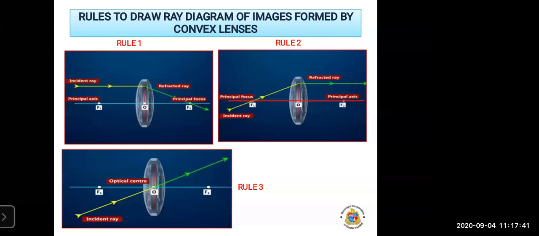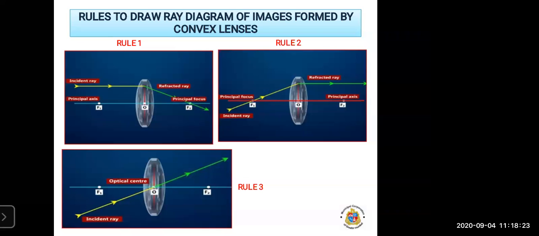Okay, so these are the three rules. The three rules are important, so please take a screenshot of this, students. When the incident ray is parallel to the principal axis, the refracted ray always passes through the focus. It is your first rule. The second rule is what? When the incident ray passes through the principal focus, the refracted ray is parallel to the principal axis. And the third rule: when the incident ray passes through the optical center, it does not change its direction.